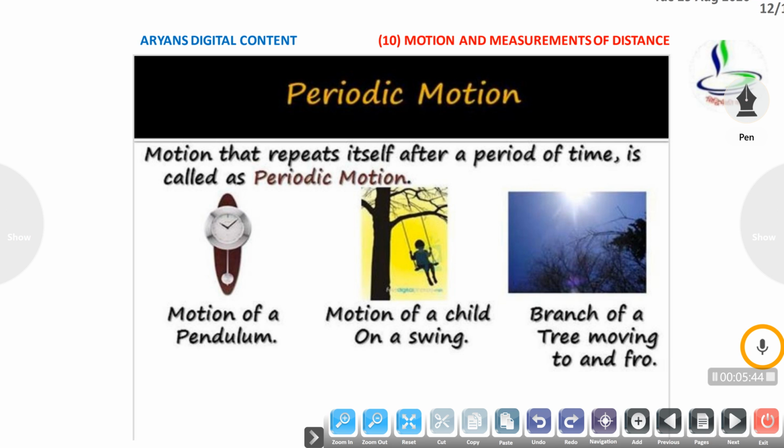Periodic motion, what is this? Motion that repeats itself after a period of time is called periodic motion. What are the examples of this? Motion of a pendulum. This is a pendulum and its motion is to and fro. Motion of a child on a swing. Branch of a tree moving to and fro like this. These are also examples of oscillatory motion.